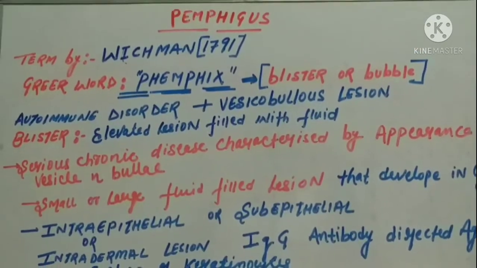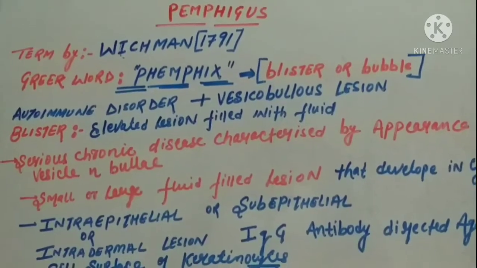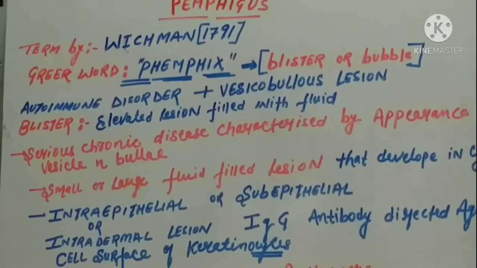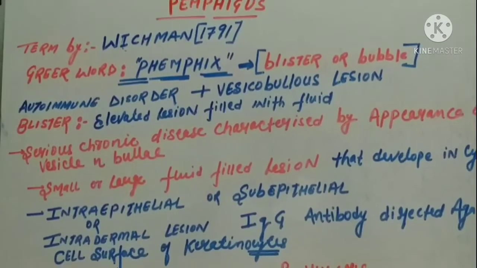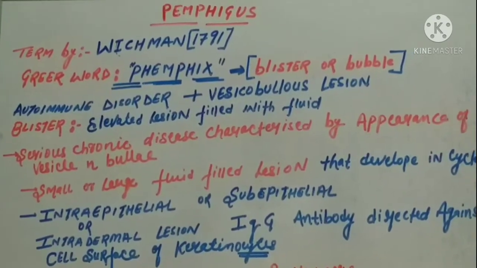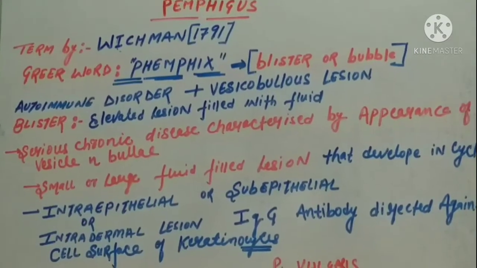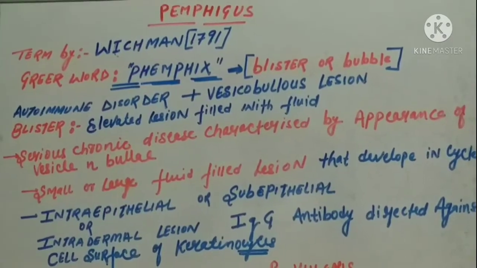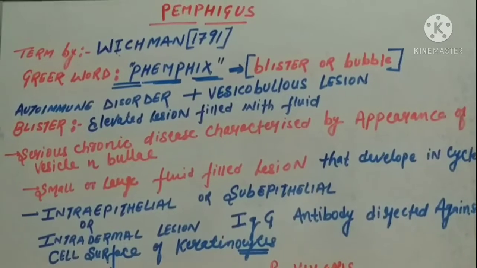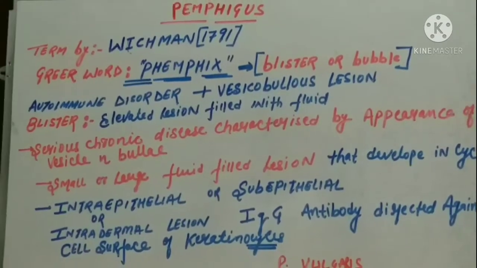Today we are going to discuss one of the important lesions of skin that is called pemphigus. You all know pemphigus is one of the most important topics that is asked as a long note question or as a short note question in your third year oral pathology and in the MBBS second year pathology in the lesion of skin.